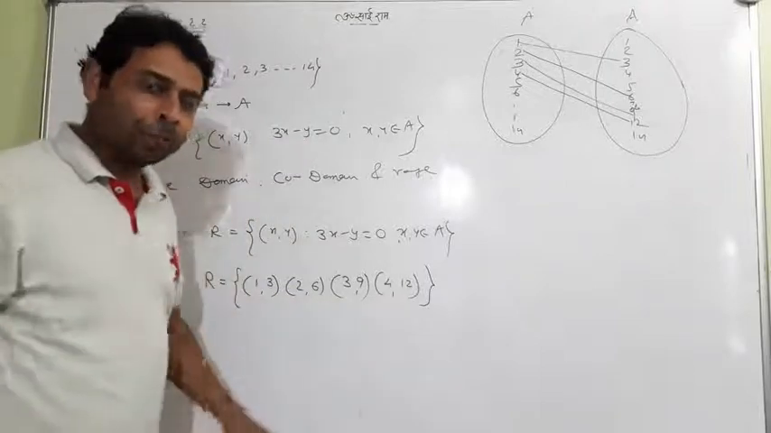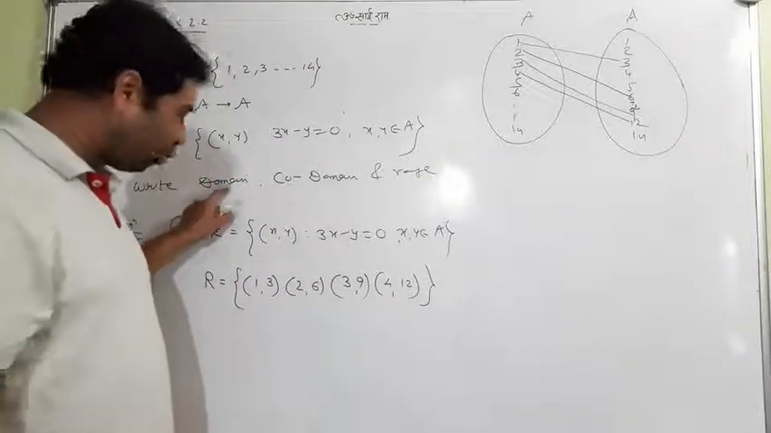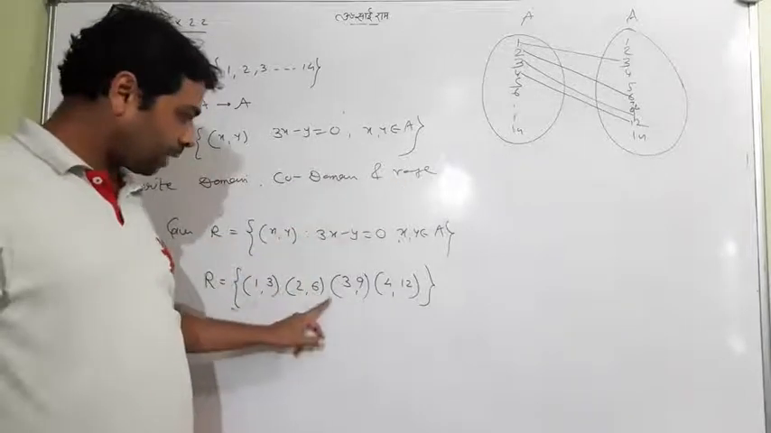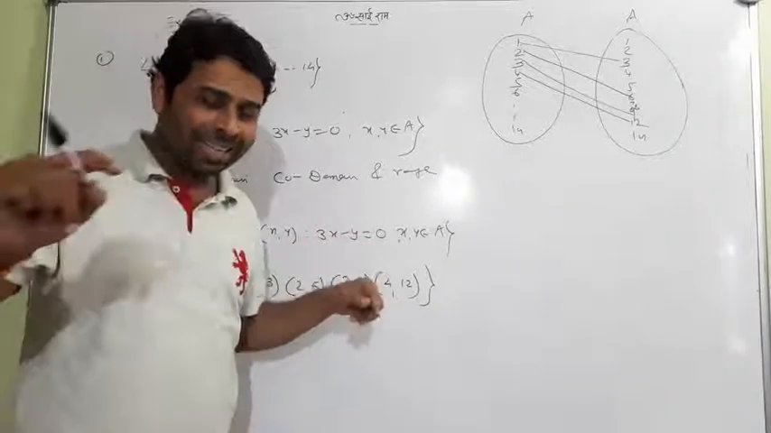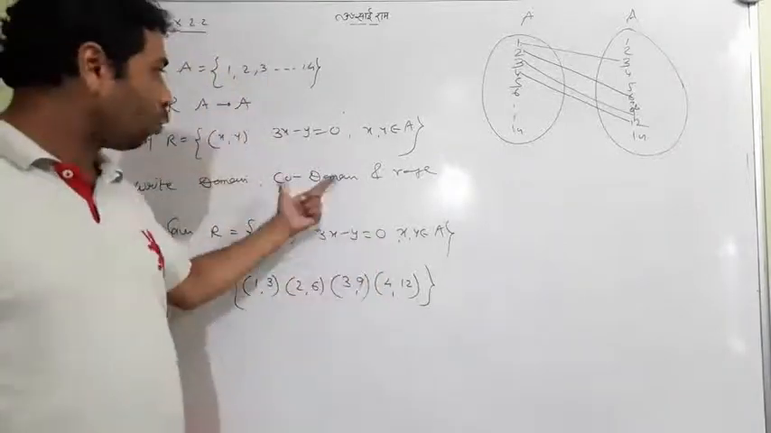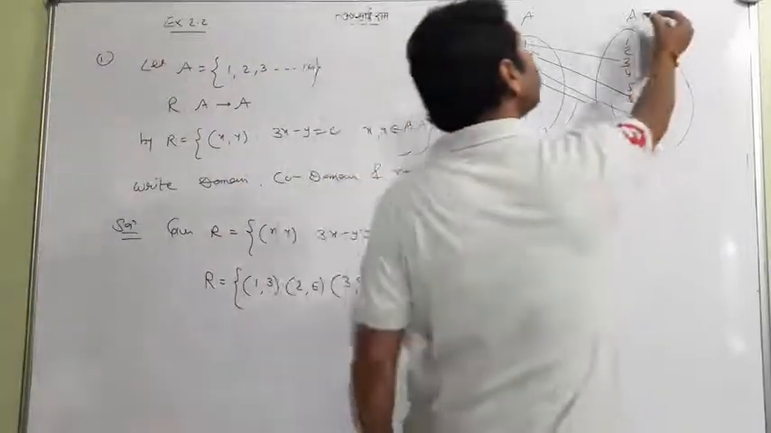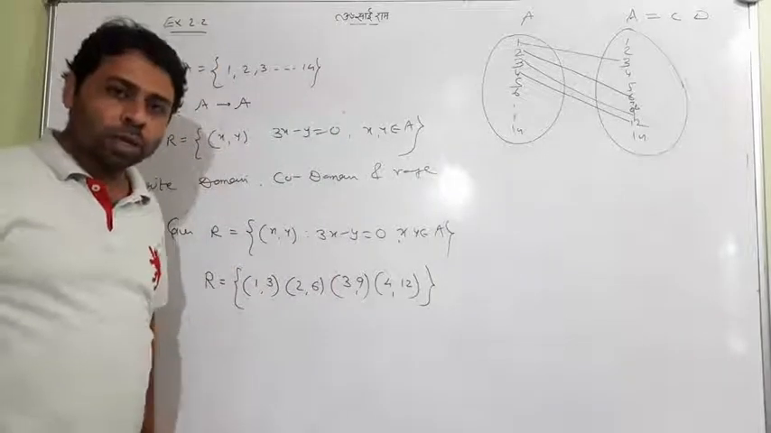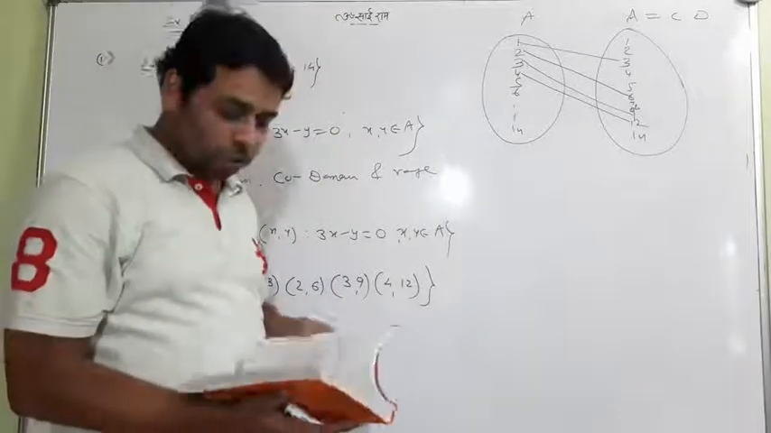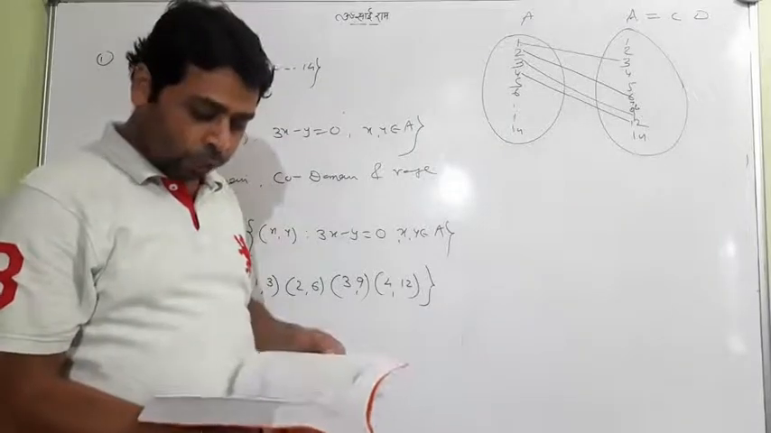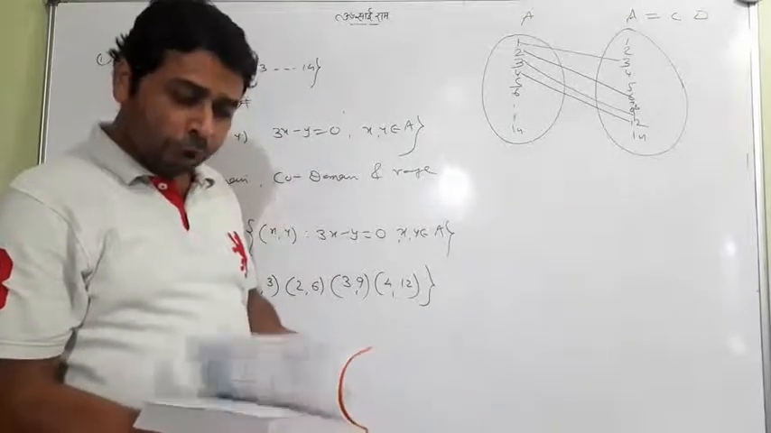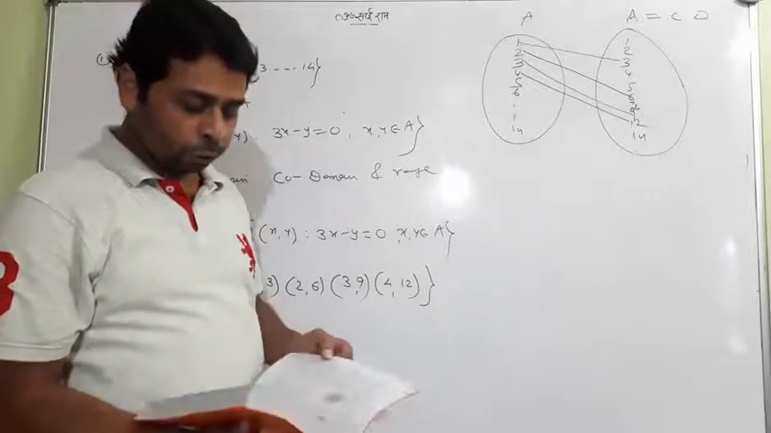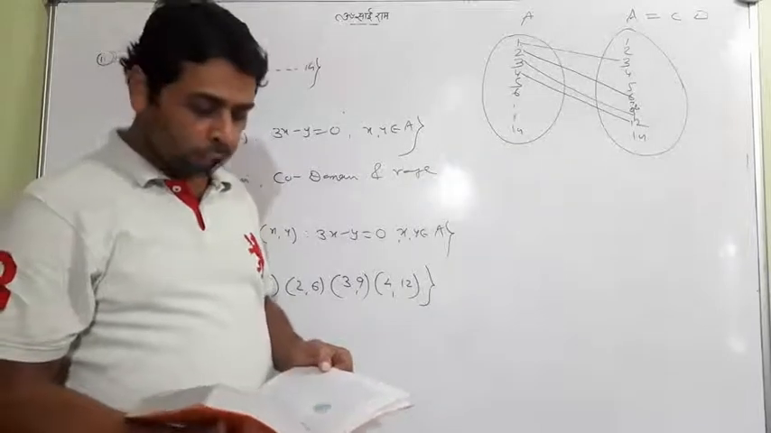Now the domain will be 1, 2, 3, 4. The range will be 3, 6, 9, 12, and you have to write it in set form. And the codomain is the whole second set, so A is the codomain. So this is the first question. I request you, based on these three questions, to try the 2.2 exercise from your side. Tomorrow I will raise some questions which are a bit tough and a bit important for you, but I request you to do up to 2 to 9. Okay, thank you.